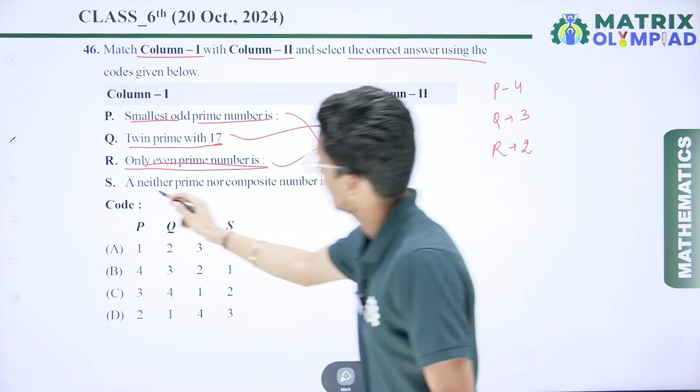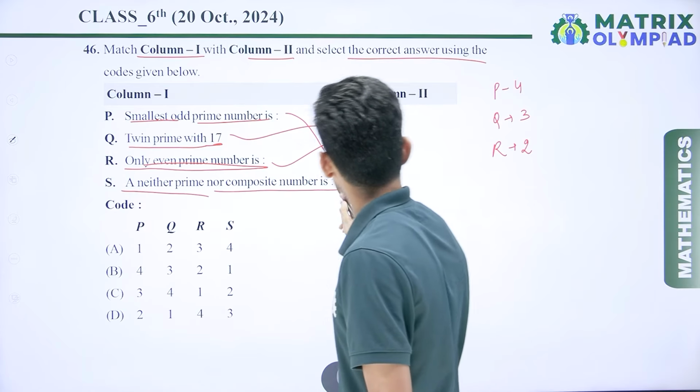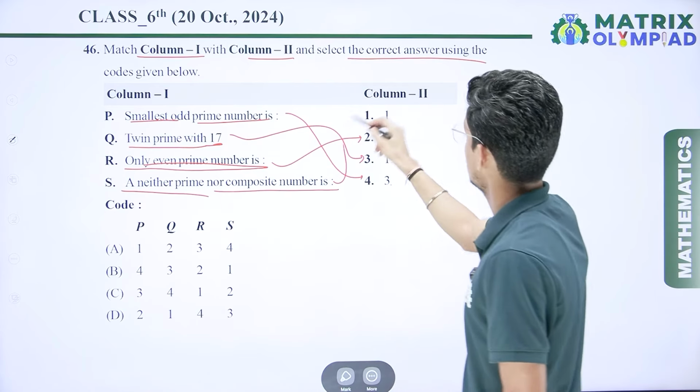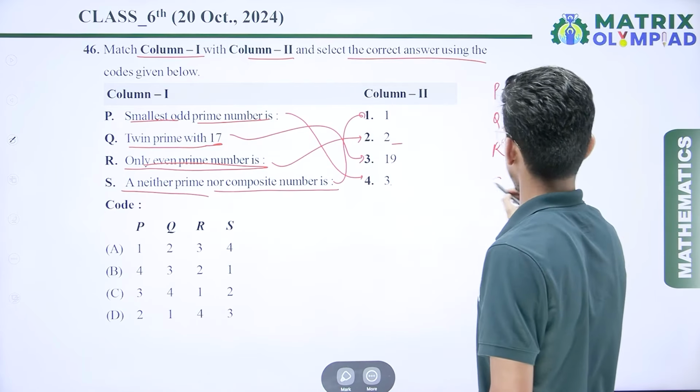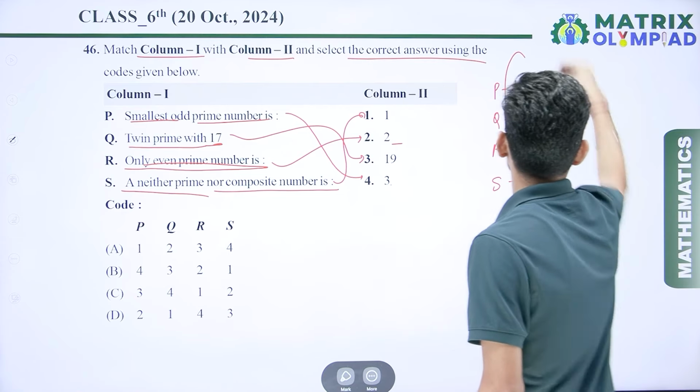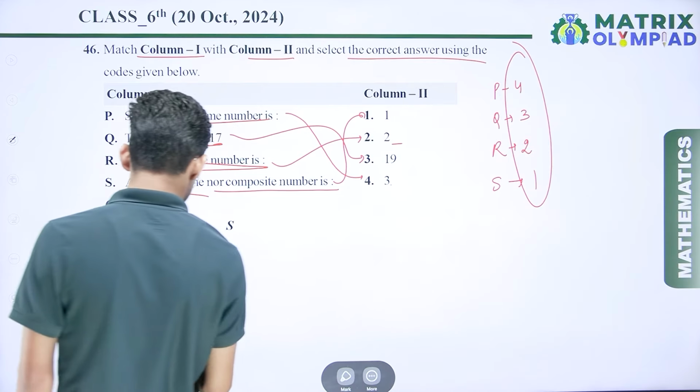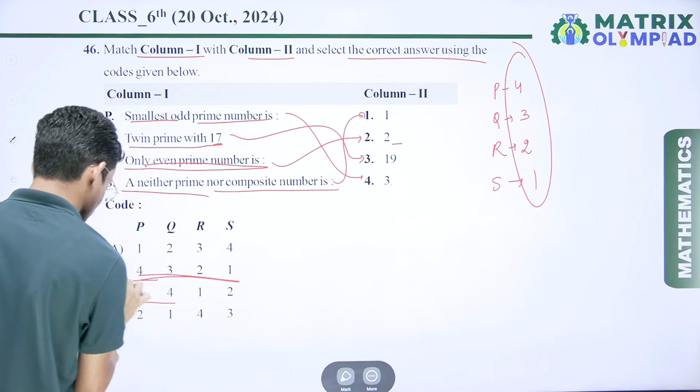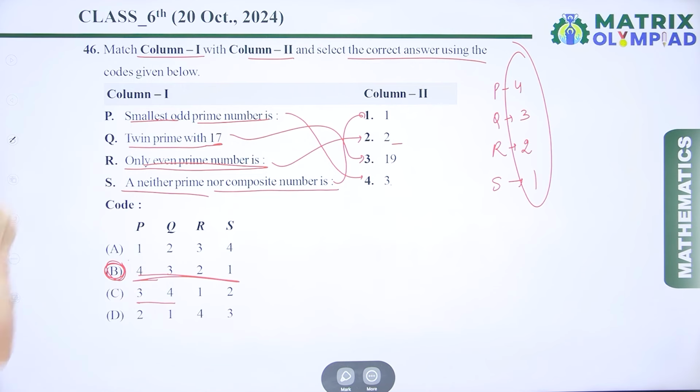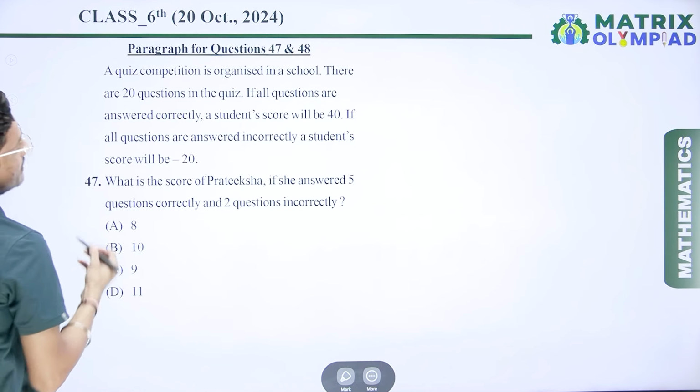And the last one, a number that is neither prime nor composite, that is 1. So S is connected to 1. So 4, 3, 2, 1. So option number B is the correct answer for this question. Now the next question, which is based on a paragraph.